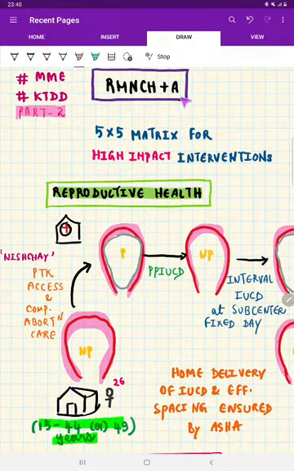RMNCH+A has 5 pillars or 5 thematic areas, which we have already seen in the previous video, that is reproductive health, maternal health, neonatal health, child health, and adolescent health. So the ultimate aim is to end preventable child death. To end preventable child death, we need proper intervention, and that is the high impact targeted intervention. And these interventions are what we are going to learn now.